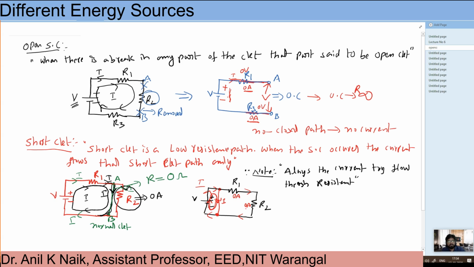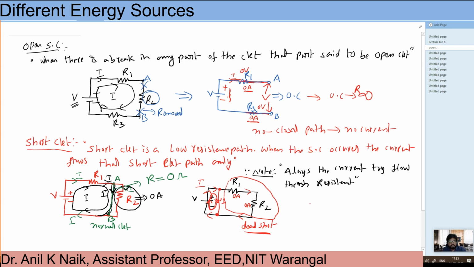This scenario you can call a dead short, because there is no purpose in creating this short circuit. If you create it like this, then no current is flowing through these particular loads. So what is the use of this? That's why it is called a dead short circuit.